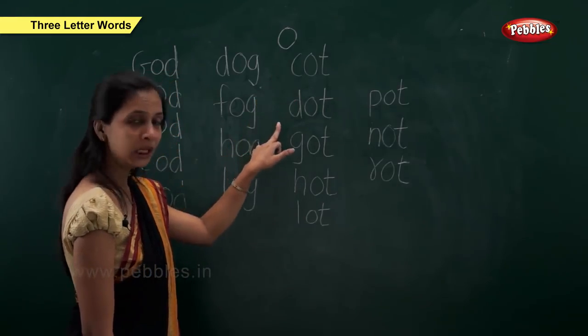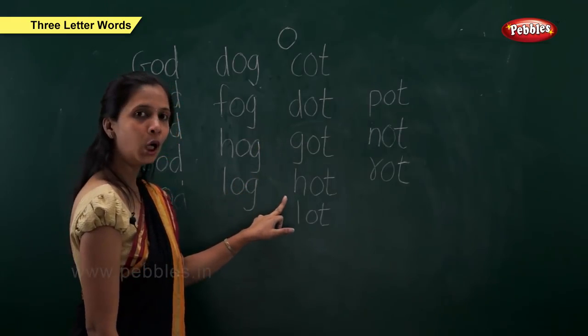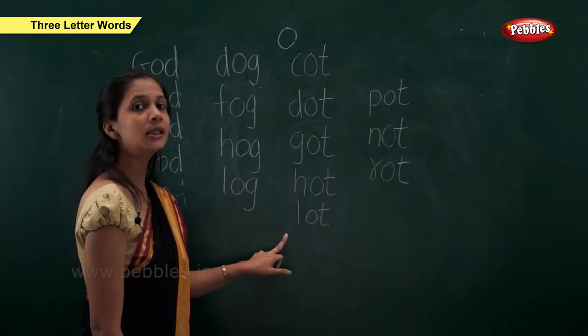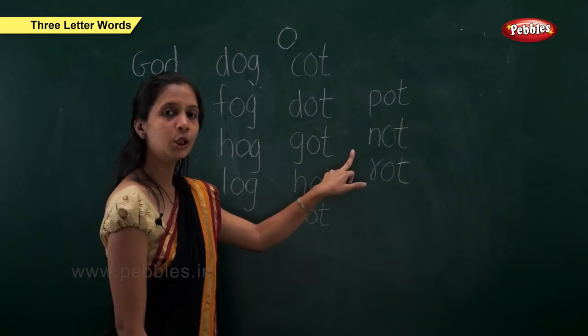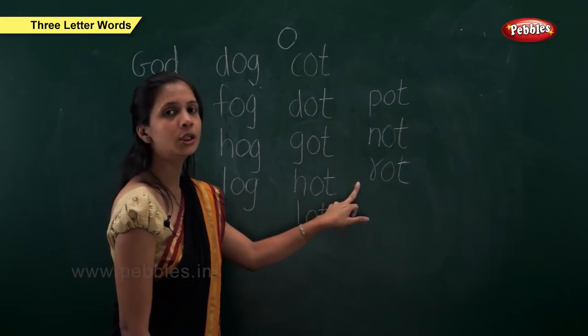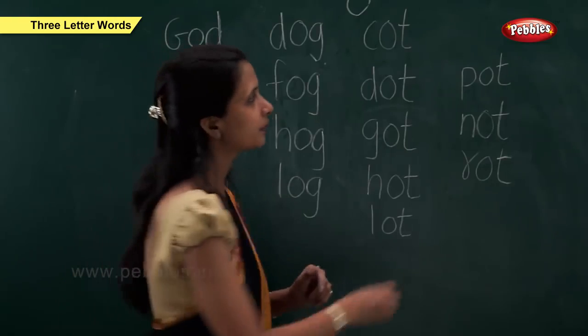K-O-T, cot. D-O-T, dot. G-O-T, got. H-O-T, hot. L-O-T, lot. P-O-T, pot. N-O-T, not. And R-O-T, rot. Okay. Now we will learn a few more words.